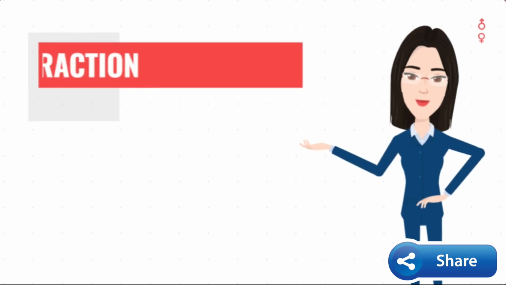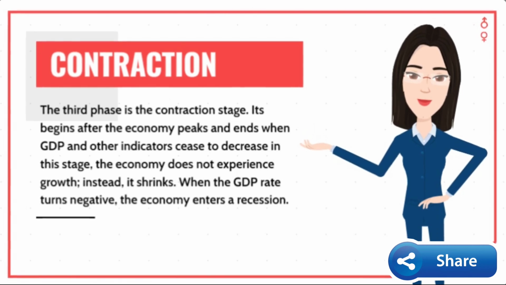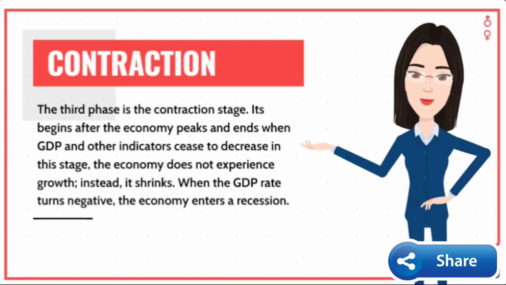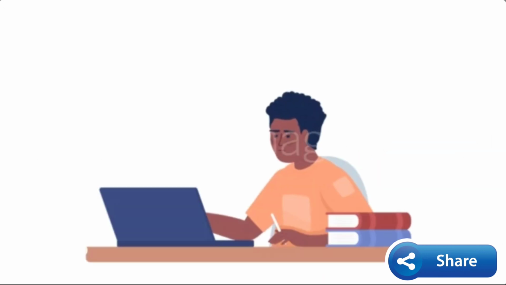The third phase is the contraction stage. It begins after the economy peaks and ends when GDP and other indicators cease to decrease. In this stage, the economy does not experience growth. Instead, it shrinks. When the GDP rate turns negative, the economy enters a recession. Businesses lay off employees, the unemployment rate rises above normal level, and prices begin to decline. A contraction is generally portrayed on a graph as the part of the curve that is consistently decreasing.